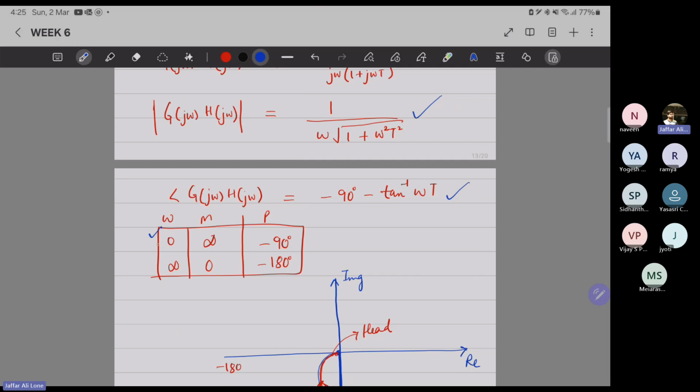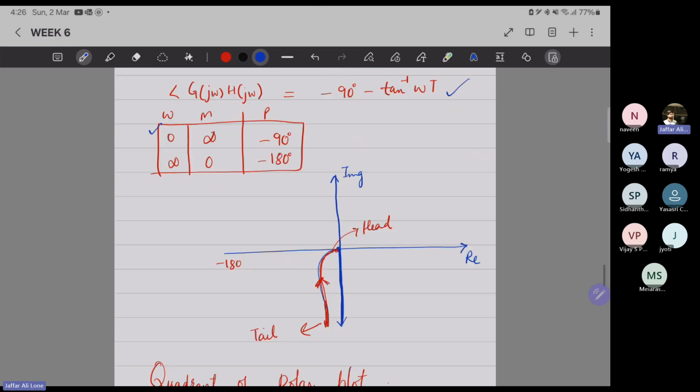When I put omega as 0 in the magnitude, I get infinity, because it will be 1 over 0. Similarly, my phase will be minus 90 minus tan inverse of 0. Tan inverse of 0 is 0, so I get minus 90. Then when I put omega equal to infinity, I get magnitude 0, because omega is a very, very huge number, and 1 divided by a very huge number is a very small value, so it will be 0. Then tan inverse of omega T, when omega is infinity, is 90. So minus 90 minus 90 is minus 180.